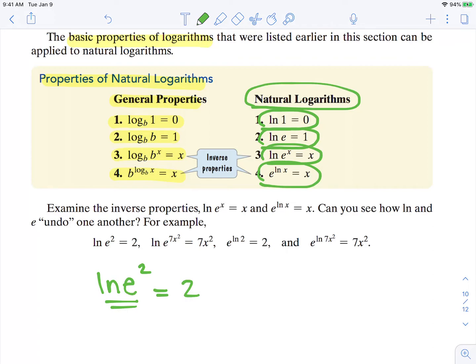The next one, the natural log of e to the 7x squared: these are inverses of each other, so you're left with 7x squared. These two are inverses of each other, so you're left with 2. These are inverses of each other, so you're left with 7x squared.